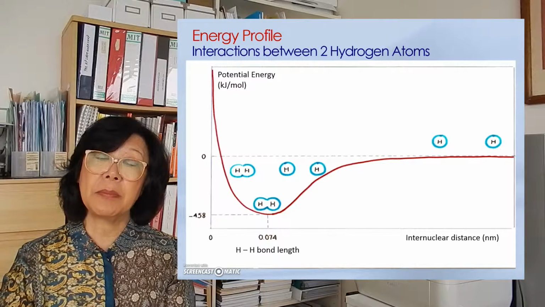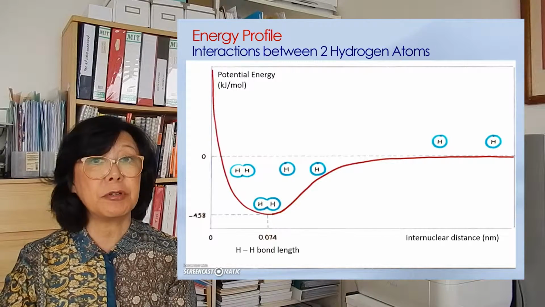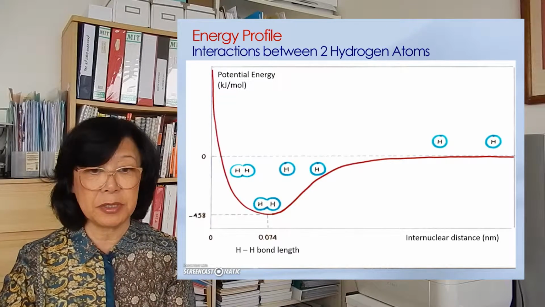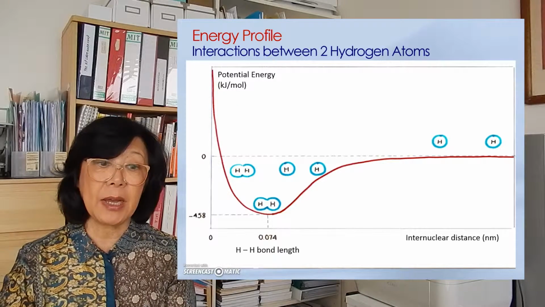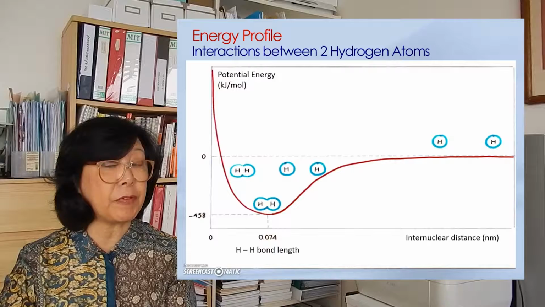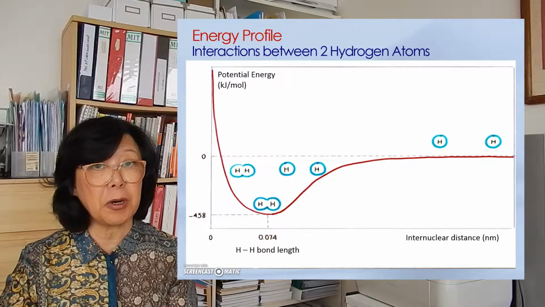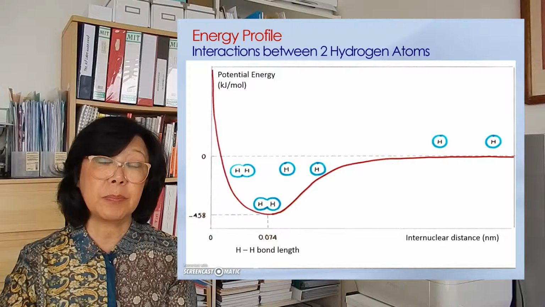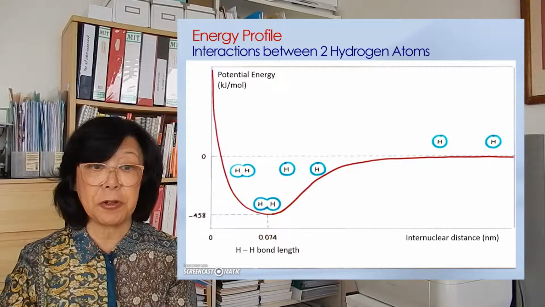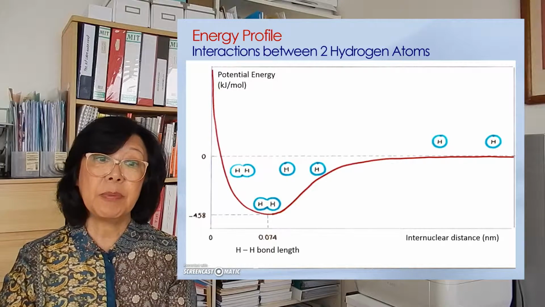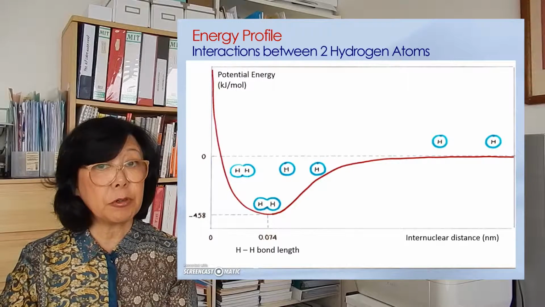As the two hydrogen atoms come closer together, then they have some kind of attraction between the protons and the electrons. Finally, the energy will be lowered to a minimum, which is at negative 458 kilojoule per mole, and that's when it is in the most stable form, and that's when we define the bond length of the covalent bond to be 0.074 nanometers.